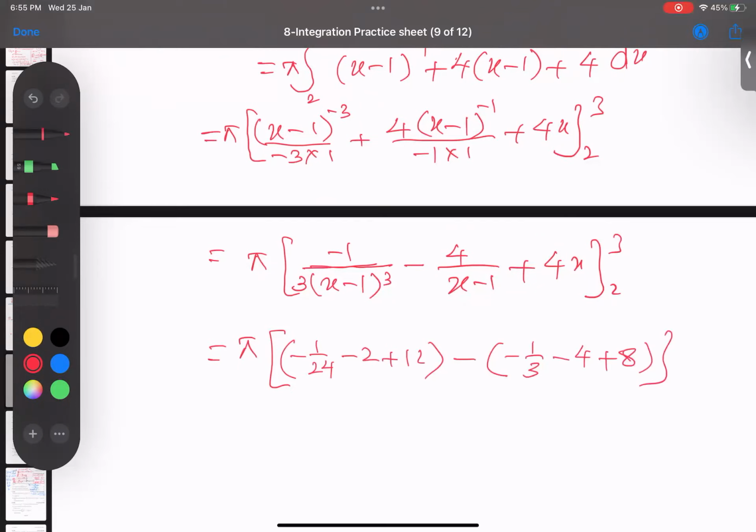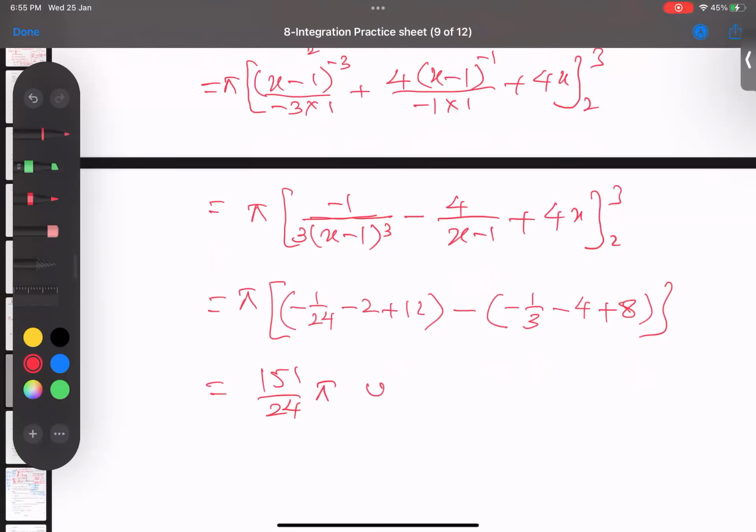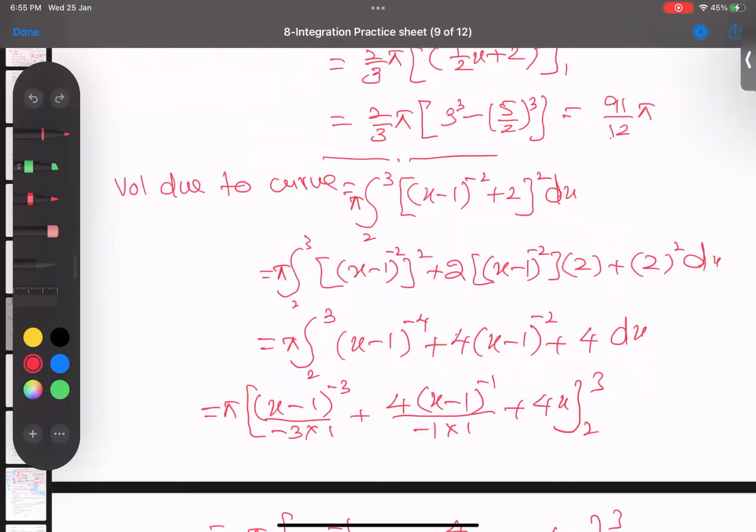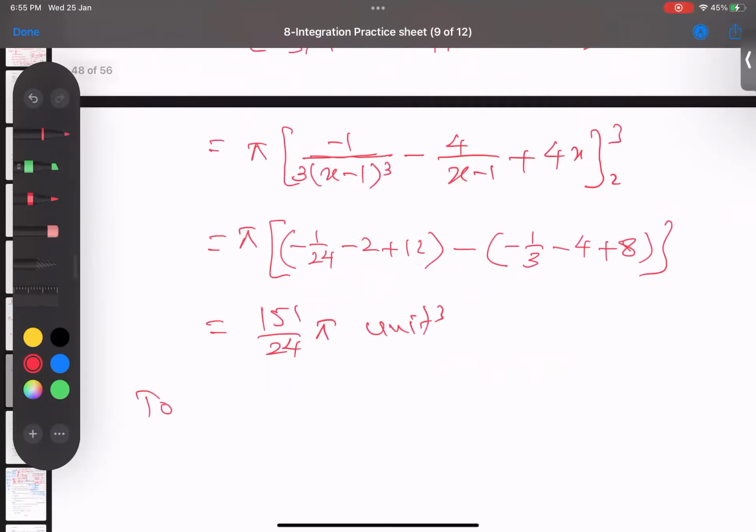And now it's a matter of just typing in the calculator: negative 1 over 24 and plus 10. Then I get a plus 1 over 3. Then it's a plus 4, so minus 4. It is coming 151 over 24 pi. And now unit cube. Now I'm adding this volume, 91 and that one. So let's see what answer comes. Plus 91 divided by 12. And the answer is coming, the total volume. Very simple. Total volume is 111 by 8 pi unit cube. So Alhamdulillah Rabbil Alameen, I believe the concept is very clear.